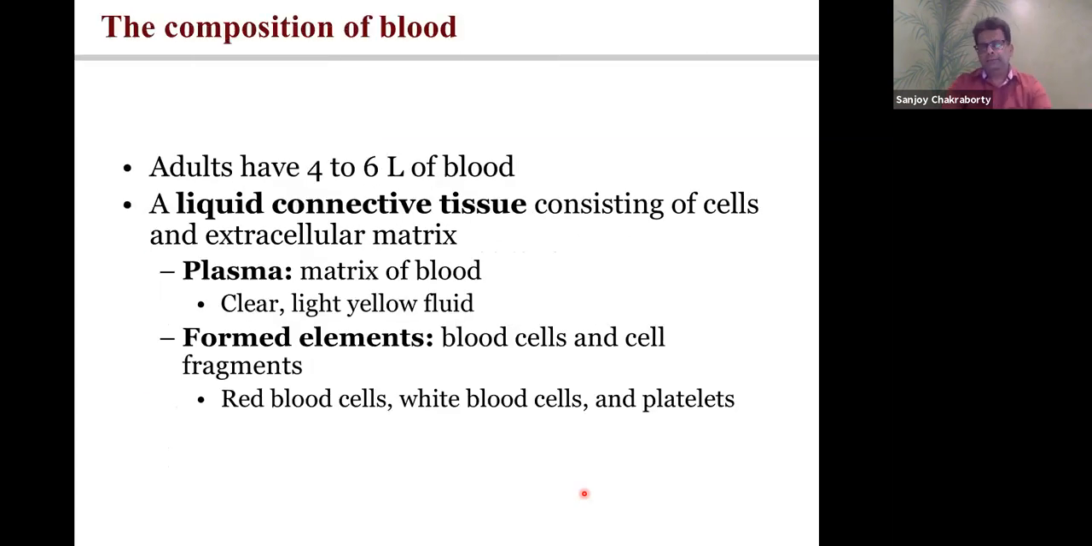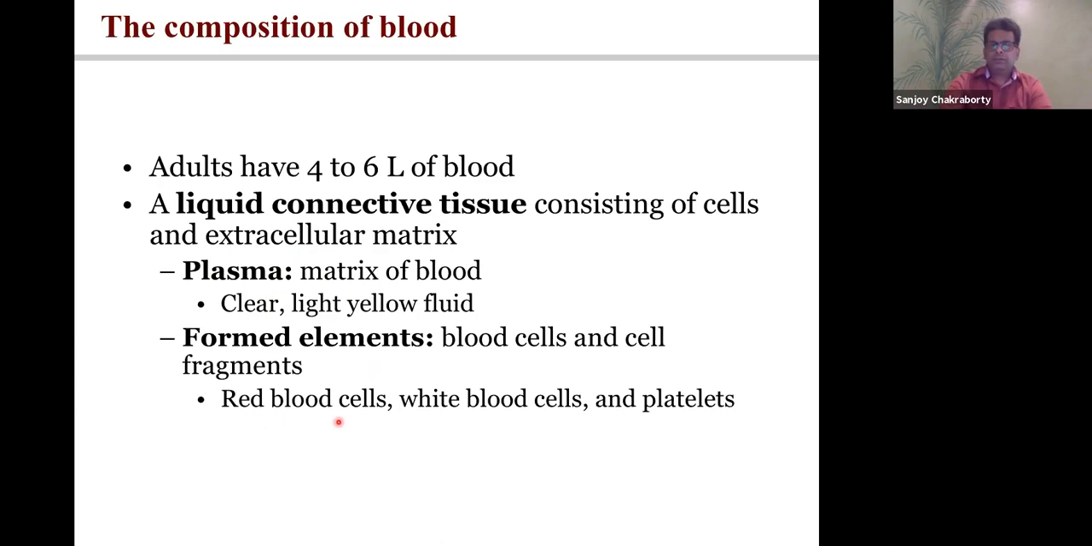So blood, as I said, is a connective tissue. It has two parts. The liquid, fluid part, or matrix in this case, is called plasma. Blood plasma is a straw color, a light yellowish color, toward the clear side of a liquid. And formed elements are basically cells and cell fragments. That's why we call them formed elements, because some of them are not technically cells. They have just a fragment of a cell, like platelets, which have just a membrane-bound structure. So we call them formed elements.